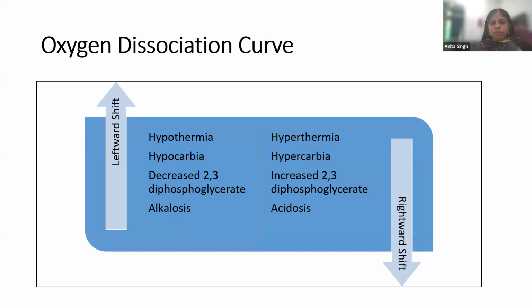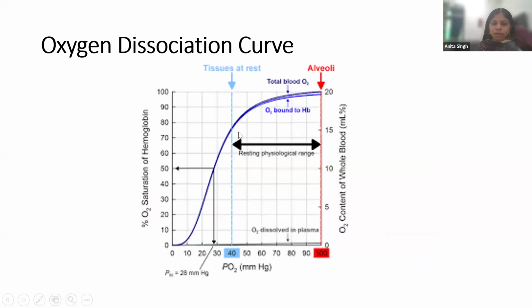So we again go back to this curve. Shifting to the right means the line shifts towards the x-axis, and to the left means the line shifts towards the y-axis. So the delivery would be more if there is acidosis or adult hemoglobin, and the delivery is less if there is fetal hemoglobin or alkalosis.